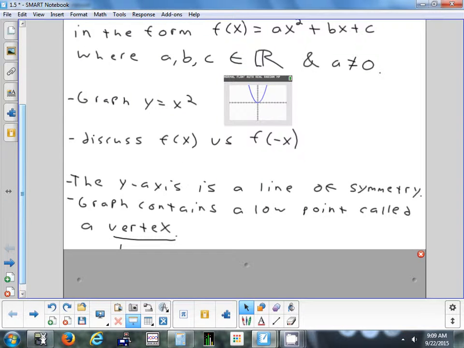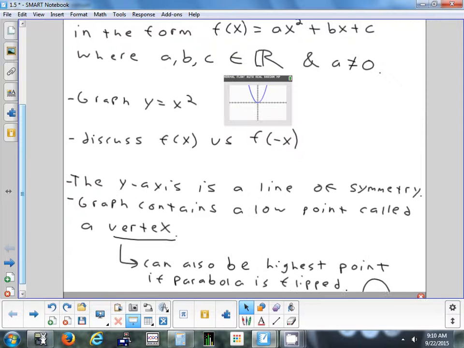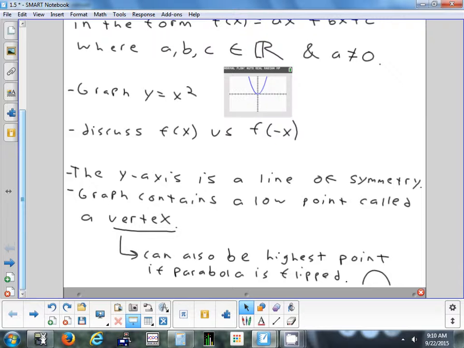So I already mentioned this. For the parent function, the most basic one you can have, the y-axis is a line of symmetry. That's why we didn't see anything when you flipped this one, because it's symmetrical on the y-axis. This graph contains a low point. We call that a vertex. If you take the parabola and flip it so it's more of an N shape, then that vertex goes from being a low point to a highest point. But it's still called a vertex. So your vertex is either the lowest point or the highest point.